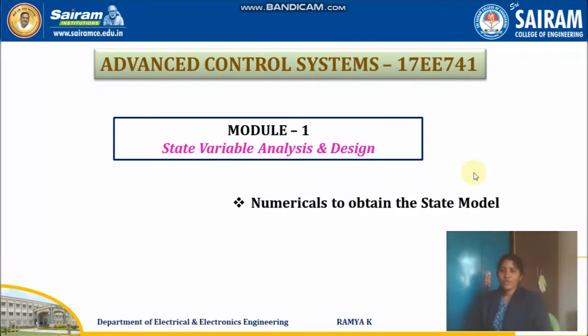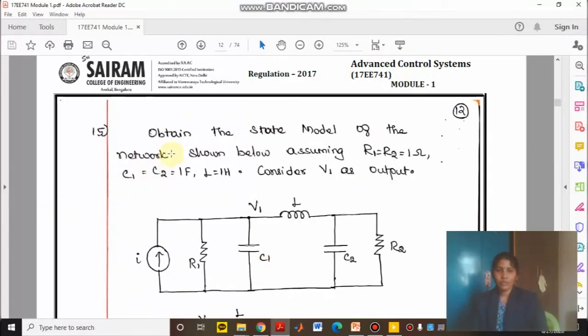Good morning students. Today we are going to solve some more numericals to obtain the state model of the system. The problem given is: obtain the state model of the network shown below, assuming R1 = R2 = 1 ohm, C1 = C2 = 1 farad, L = 1 Henry. Consider V1 as the output.